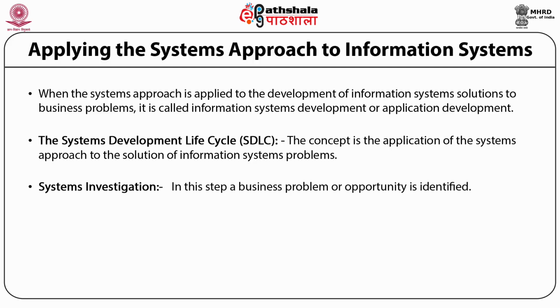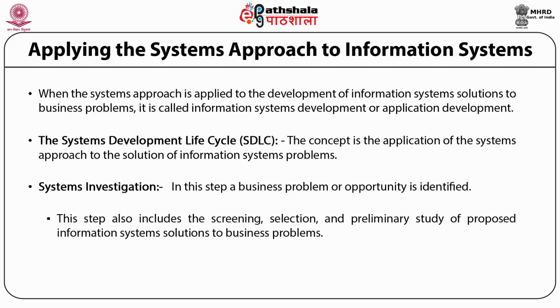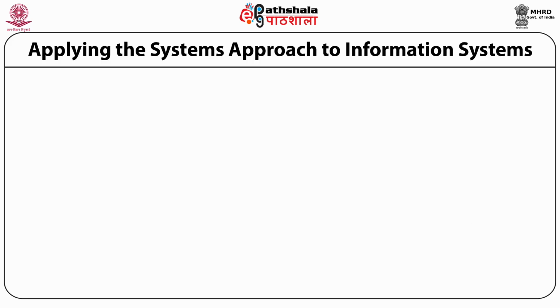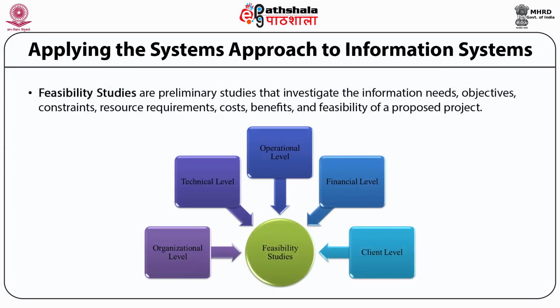In this step, a business problem or opportunity is identified. Questions related to what causes the problem and what would be a feasible information system solution to the problem have to be answered. This step also includes the screening, selection, and preliminary study of proposed information system solutions to the business problem. The next step is to conduct a feasibility study.